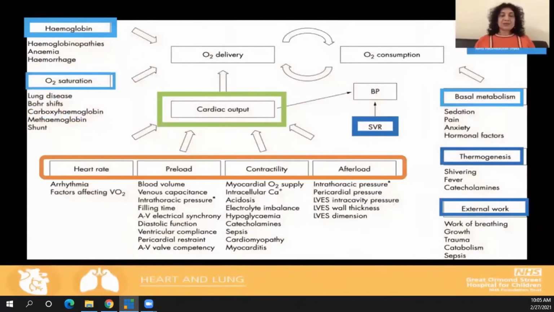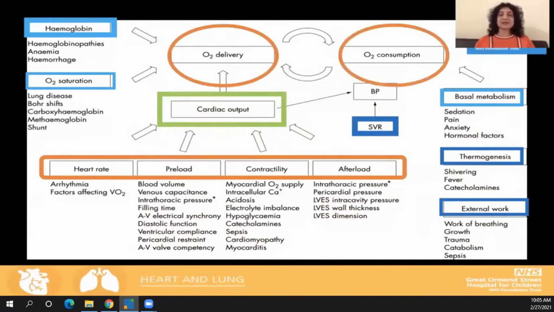It's also important to remember that heart rate, preload, contractility, and afterload all contribute to cardiac output, which results in oxygen delivery, and oxygen delivery is closely interlinked with oxygen consumption, which is further influenced by basal metabolism, thermogenesis, and external work. Furthermore, hemoglobin and oxygen saturation and lung disease can further contribute to impairment of oxygen delivery.